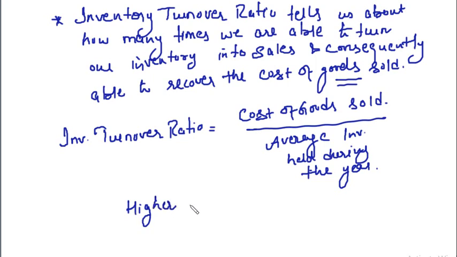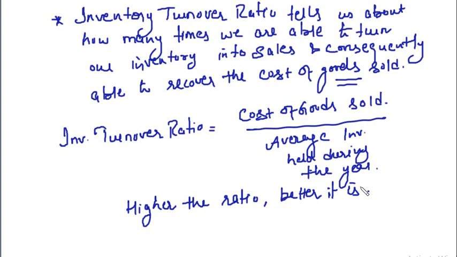So higher the ratio, better it is. Right? How better it is? That means you have converted your inventory into sales, you have recovered your cost, so cost of goods sold will go up and your average inventory held during the year will go down. Clear?